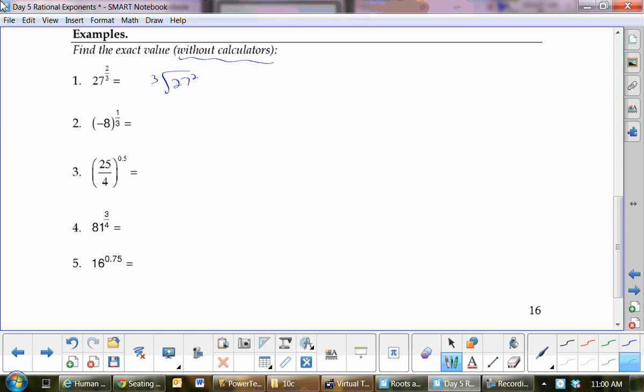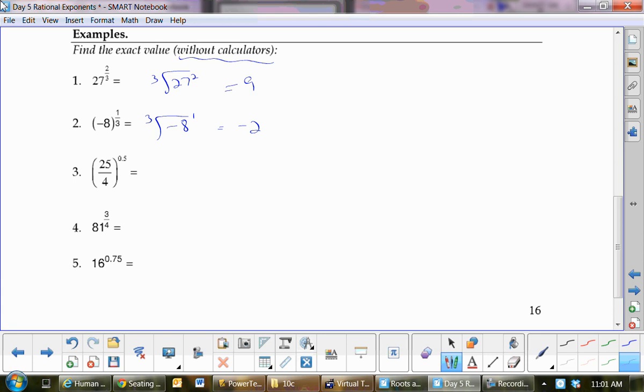Cube root of 27. 3 squared. So you don't need no stinking calculators. Okay, -8. Put the house to 1/3. Bow outside. 1 inside. So cube root -8. -2.